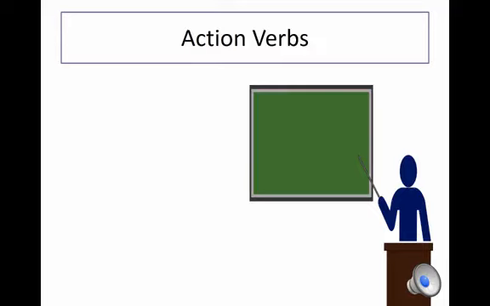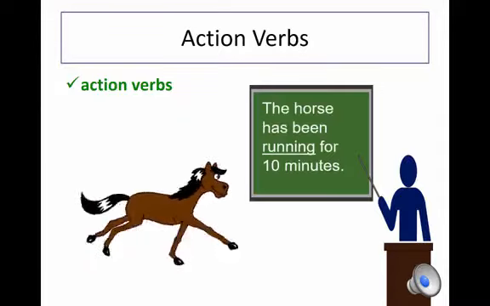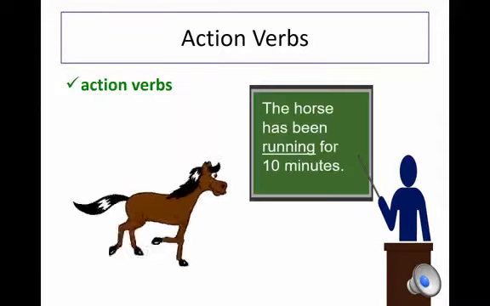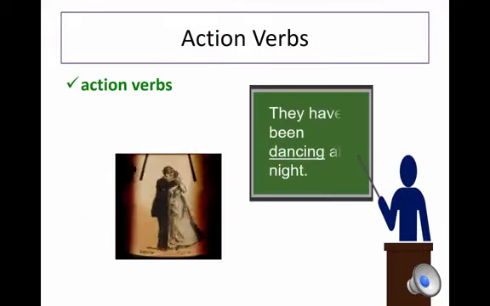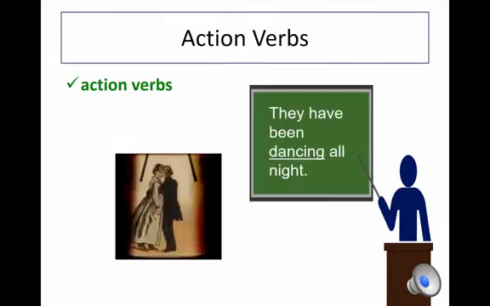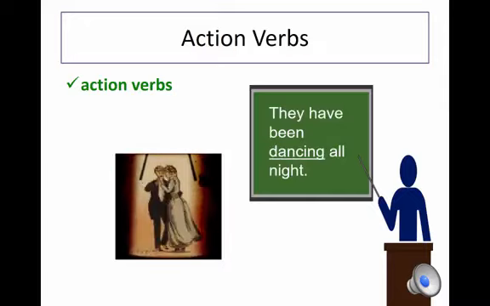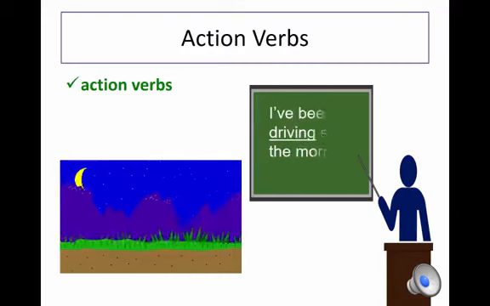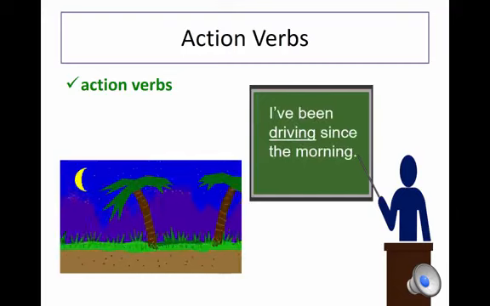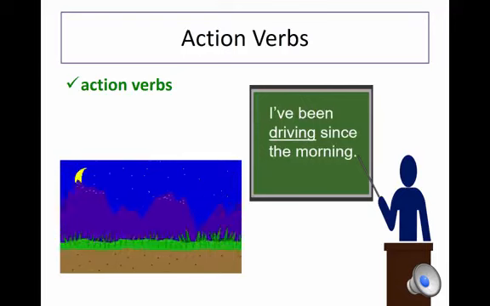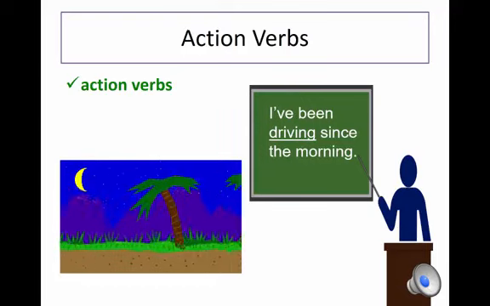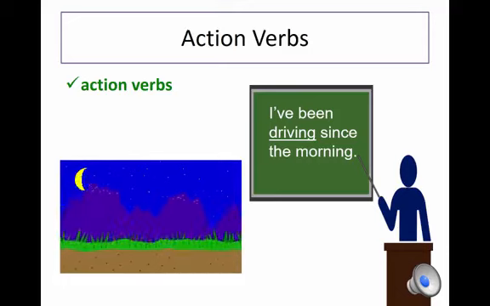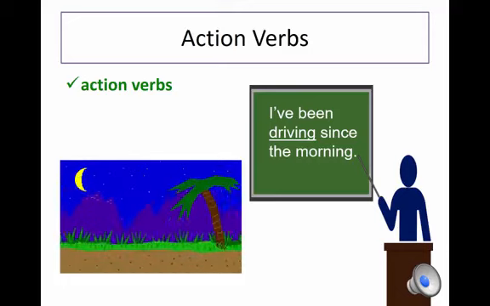When we use the present perfect progressive, it's important that we only use action verbs. For example, the horse has been running for 10 minutes. They have been dancing all night. I've been driving since the morning. Run, dance, and drive are all examples of action verbs that we can use with the present perfect progressive.